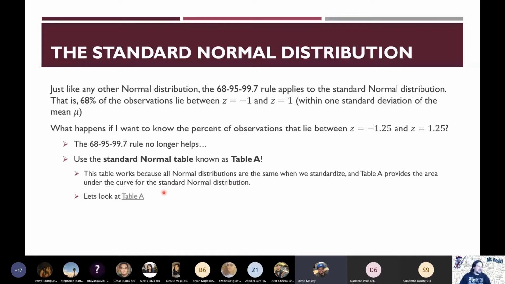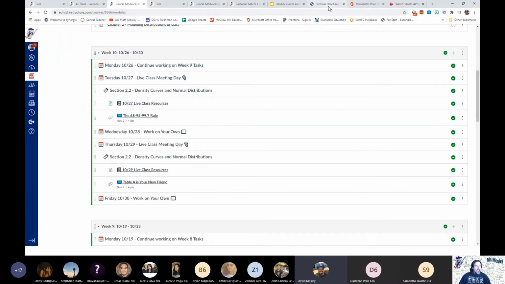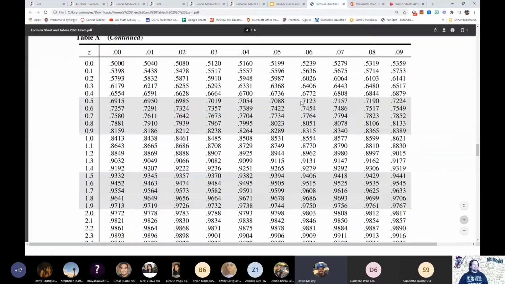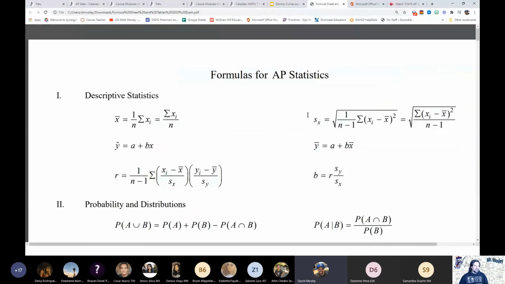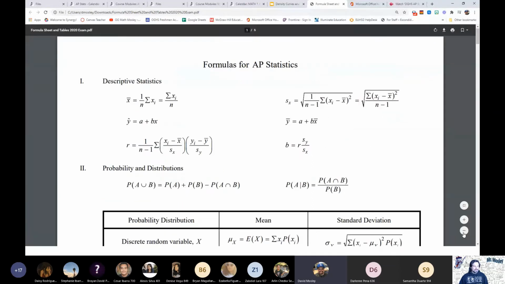We're going to take a look at table A, which I have here. Excuse me. Now this table A is the same table. Let me zoom this out just a touch. There we go. That is provided in the formulas for the AP exam.